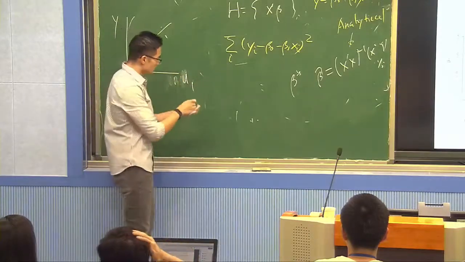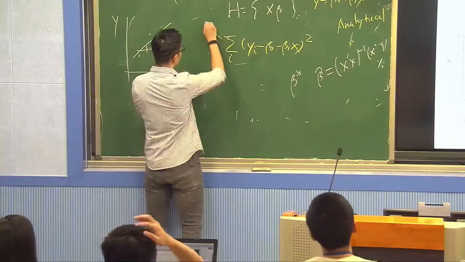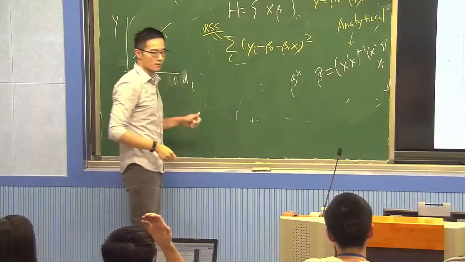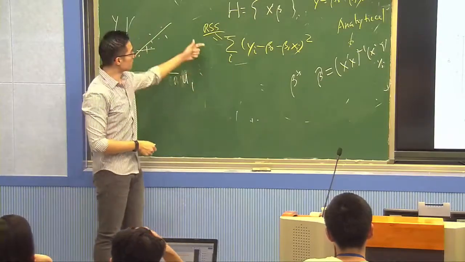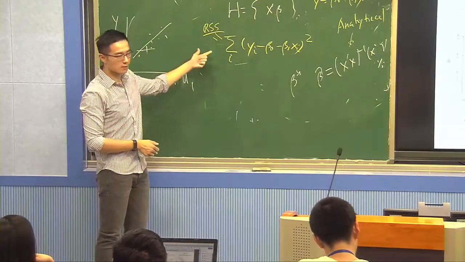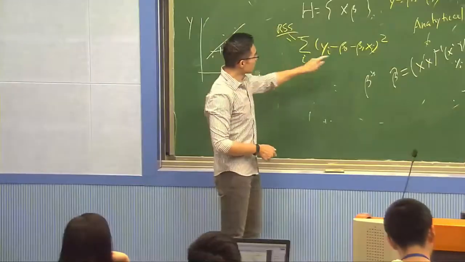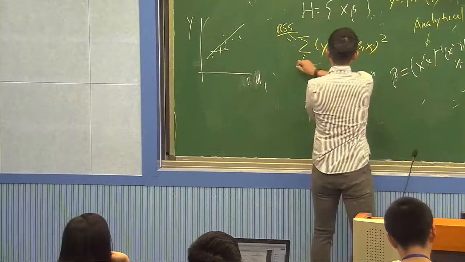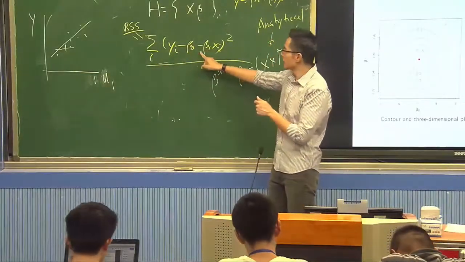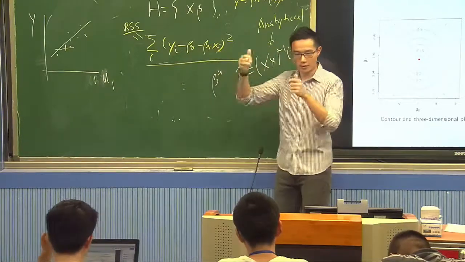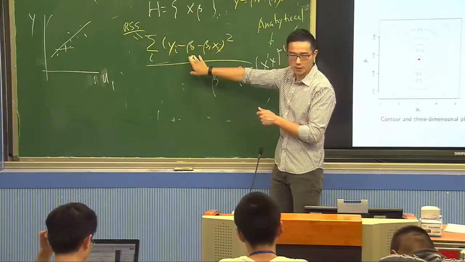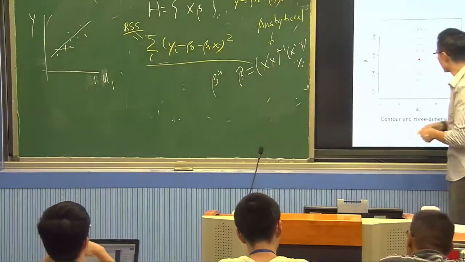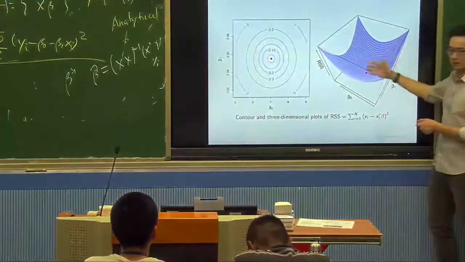It's the same thing, and this is also called RSS, residual sum of squares in statistics. So minimizing the in-sample error, in this case minimizing the RSS, I find out the beta 0 and the beta 1 that do that. Now, if we plot this, you can think about this RSS as a function of beta 0 and beta 1, because y and xi are just data. It's a function of beta 0 and beta 1. And what does this function look like? It looks like something like this.